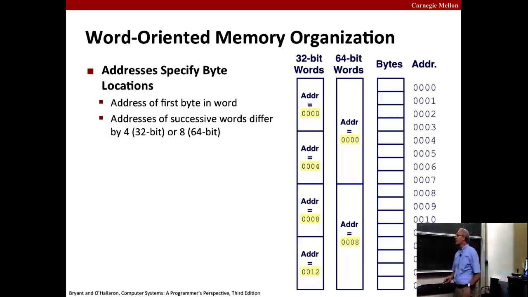And we'll see that the compiler works pretty hard to keep things aligned because the hardware runs more efficiently that way. But the main point is that we can take as many bytes as we want and collect them together and call it a word for whatever word size we need.